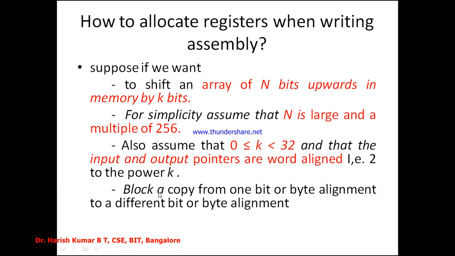So we block a copy from one bit or byte alignment to a different bit or byte alignment. That means when you're shifting, it must be an integer power of k. You cannot do 1 bit shifting, or byte alignment is not possible, and such shiftings we block.